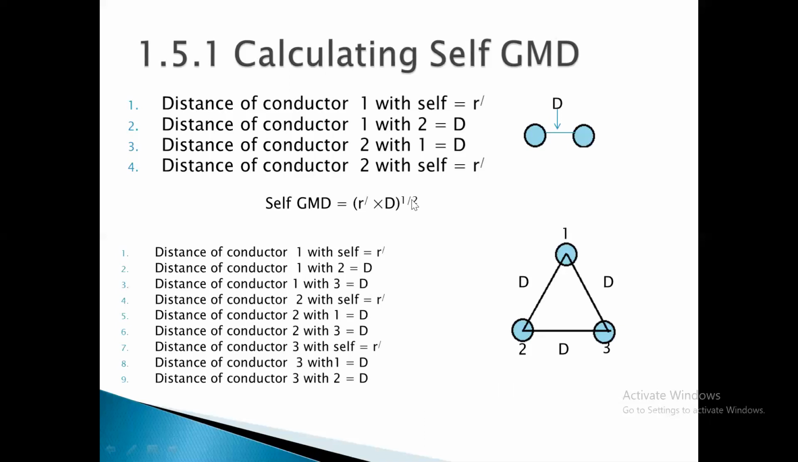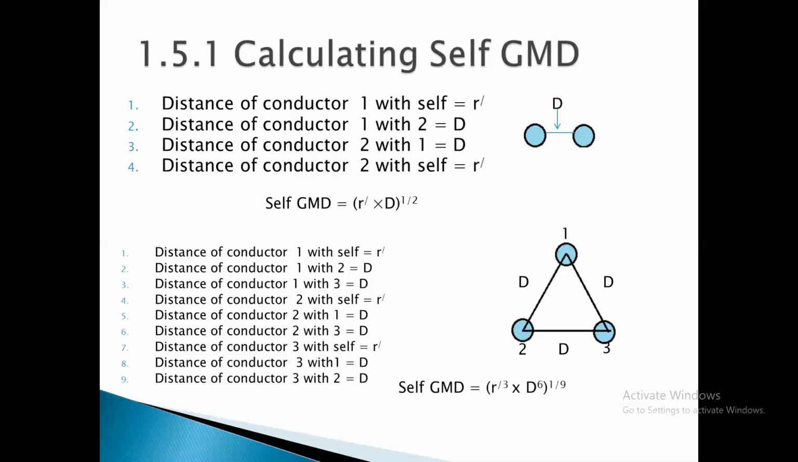Okay, so here the number of distances is 9. So here I will put the power 1 divided by 9. Earlier I substituted 1 divided by 4, and after solving this I got 1 divided by 2.